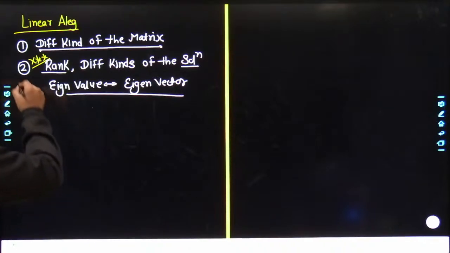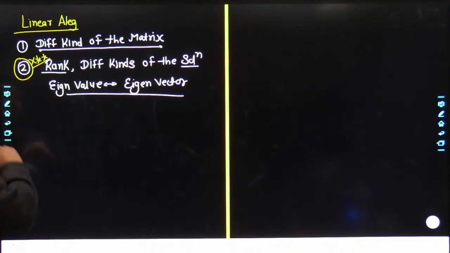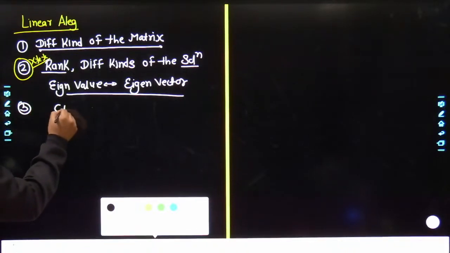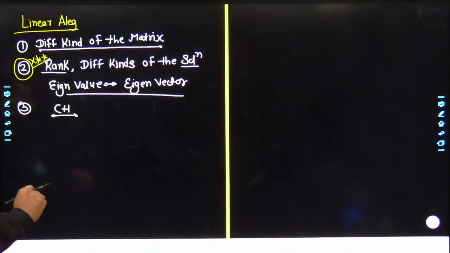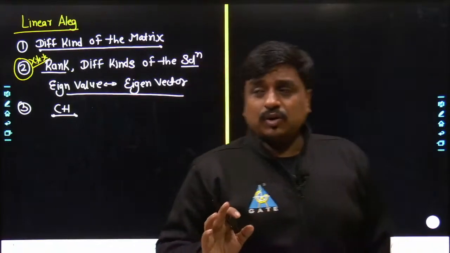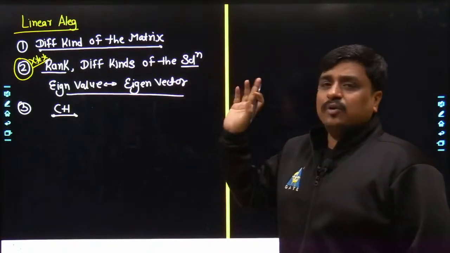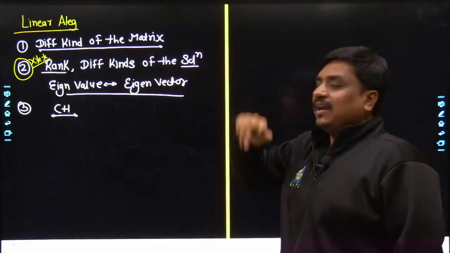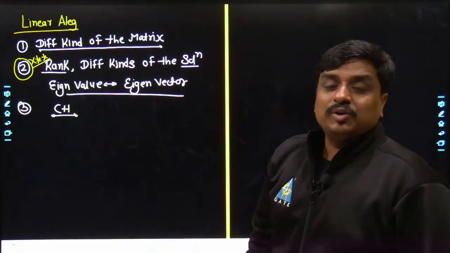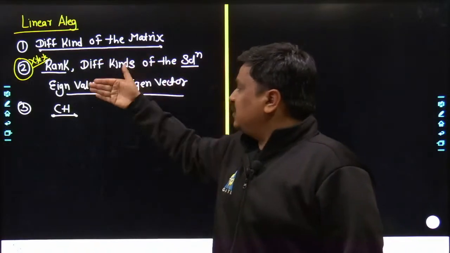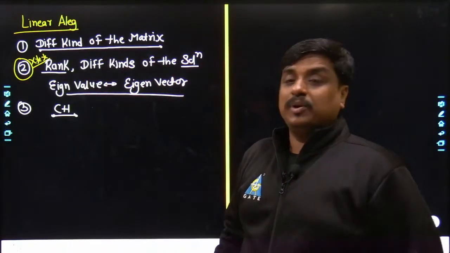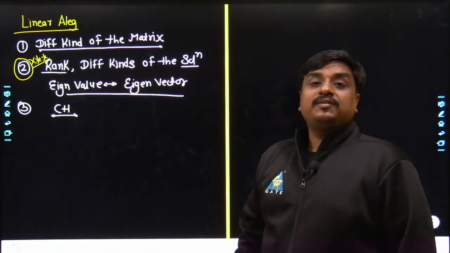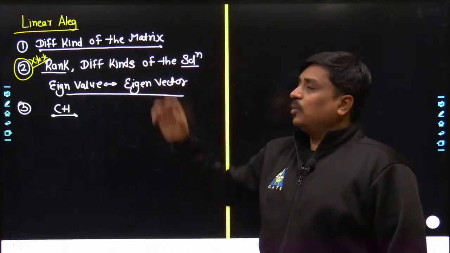I would say you can refer to a book at least on this topic. Questions also come from the concept of Cayley-Hamilton. So the most important topics within linear algebra, I would definitely recommend, are rank, different kinds of solutions, eigenvalues and eigenvectors. If you really want to know, refer to a book on rank as well as eigenvalues and eigenvectors, because the level of the questions framed by the IITs is really intense. So this is all about linear algebra.